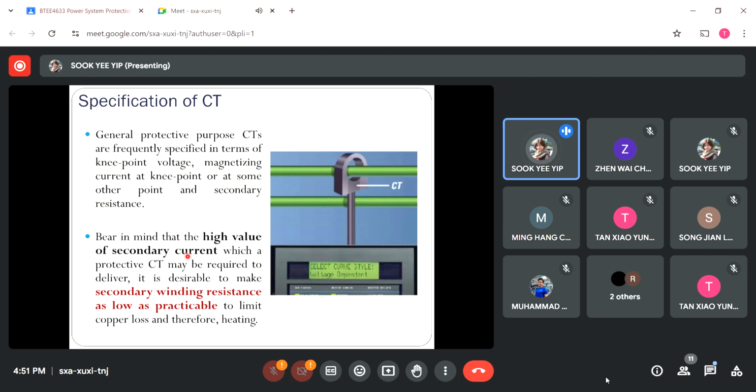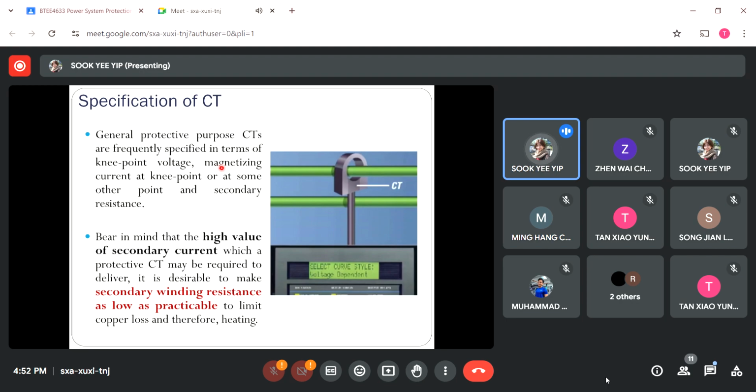Okay, as a recap, what is actually a knee point? The knee point is a point on the magnetization curve of the current transformer at which an increment in voltage, let's say 10%, will produce a 50% increment in magnetizing current. That is the definition of the knee point voltage.